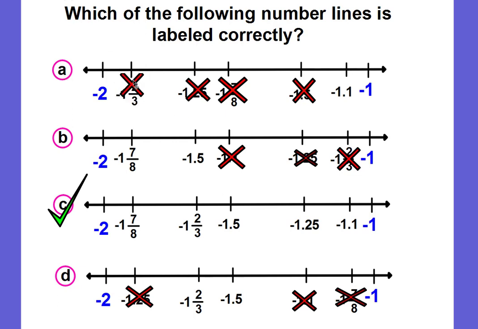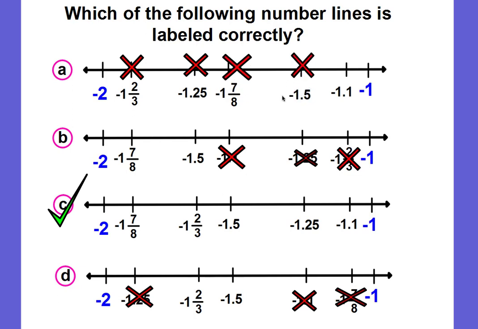So answer choice A has a lot that are in the wrong place. All of these are wrong. Now we're dealing with negatives, negative 1 to negative 2. Those are your whole negatives. So this is negative $1.10 and negative $1.50. Well, you know the negative $1.50 is in the wrong place. It should be more in the middle. The negative $1.25 should be to the right of negative $1.50. So you can tell that there's just a lot that's in the wrong place. So A is not the correct answer.